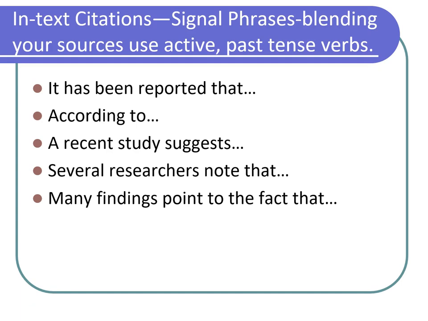So a couple of ideas. It has been reported that, according to. These are ways to lead in, if you will, or blend the source, the in-text citation, that source, using both active and past tense verbs. A recent study suggests, several researchers note that, many findings point to the fact that. So this is just helping you blend in those sources if you're looking for a way to make it smooth, like a transition, if you will.